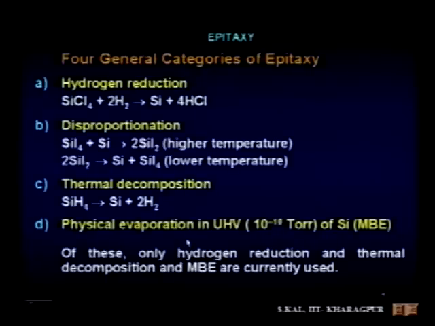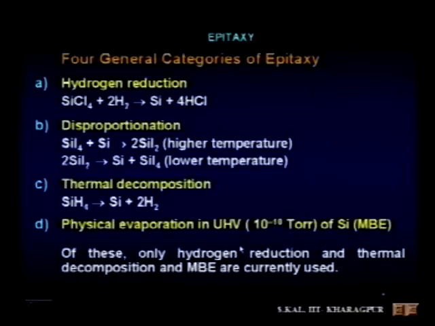And the last one is physical evaporation in UHV. In ultra high vacuum, physical evaporation of the material takes place layer by layer on a monolayer basis, and that is known as molecular beam epitaxy or MBE. Here the vacuum level is of the order of 10 to the power minus 10 torr, that is 10 to the power minus 10 millimeter of mercury, which is a very high vacuum.